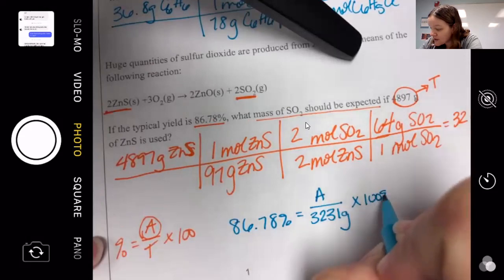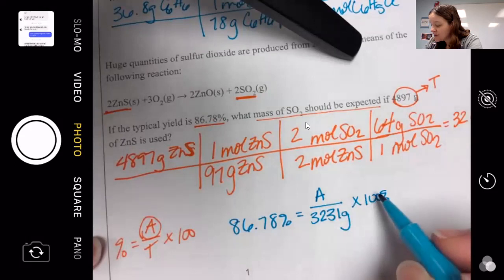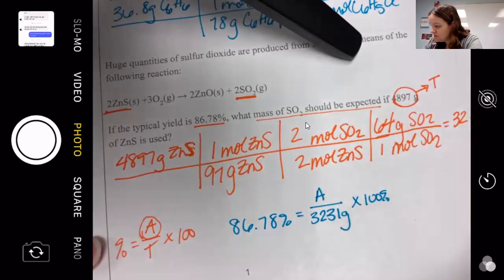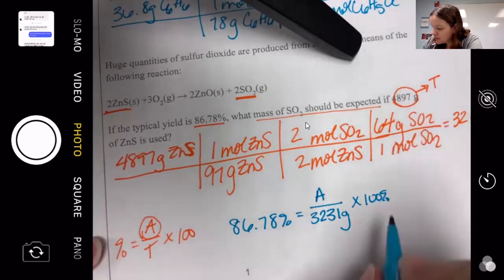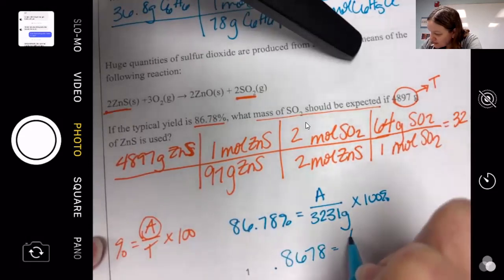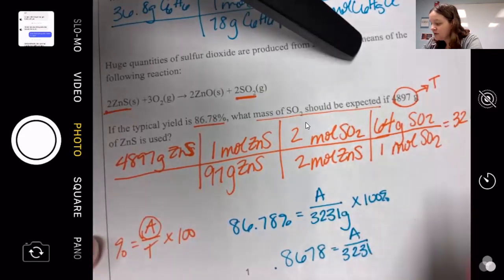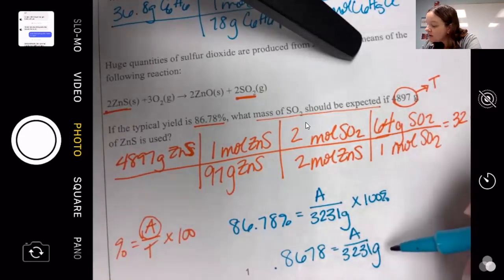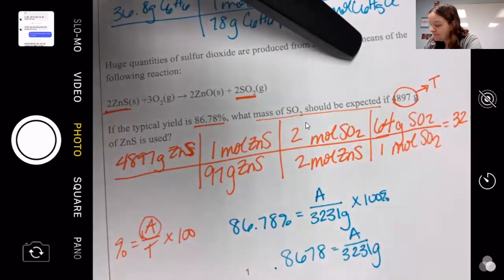Multiply that by 100%. So if I can get rid of this 100% first, which is easy to do, I just change this into a decimal and that goes away, right? Okay, so if I divide both sides by 100, 0.8678 is equal to my actual yield over 3231. Okay, 3,231 grams. It's really a lot to say. So now I can just multiply these two numbers to solve for A.